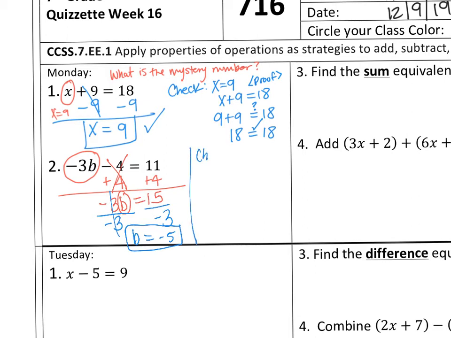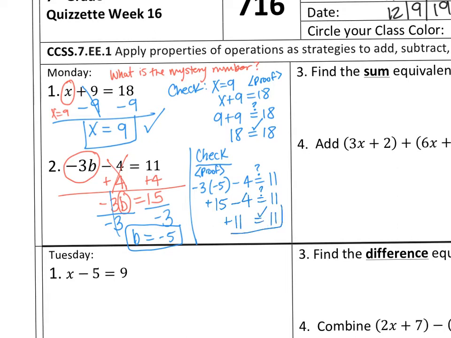Now let's check it. So we could say informal proof. This isn't an actual official proof. It's just our 7th grade level proof. So we have negative 3 times negative 5 minus 4 equals 11. And remember, we're questioning if our answer is correct. Negative 3 times negative 5 is, sorry, positive 15 minus 4 equals 11, question mark. Positive 15 minus 4 is positive 11 equals positive 11. It checks out. So our answer is indeed b equals negative 5.